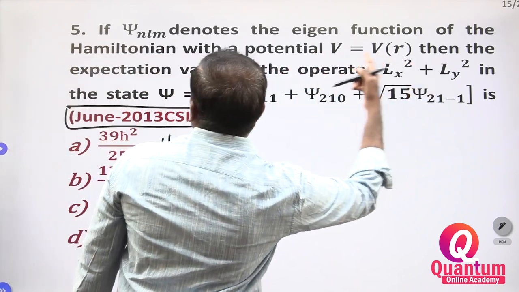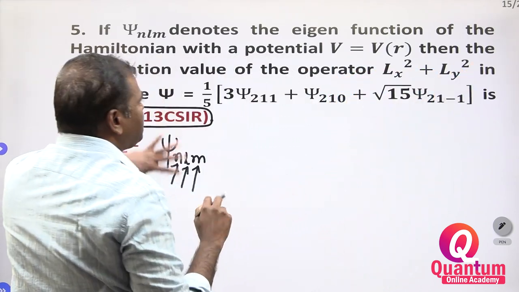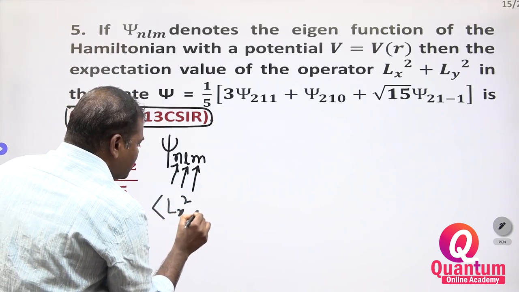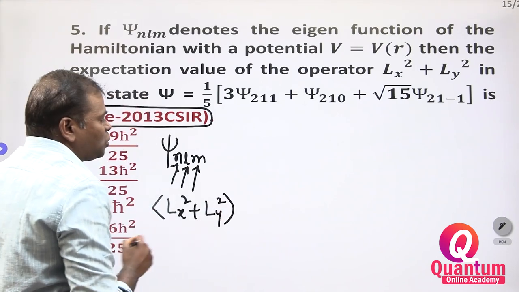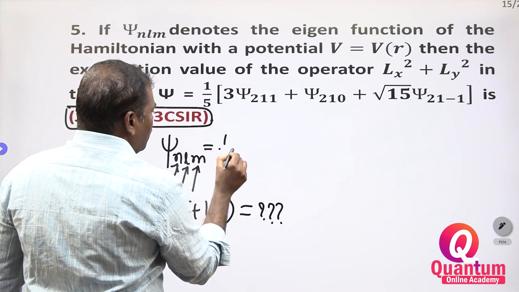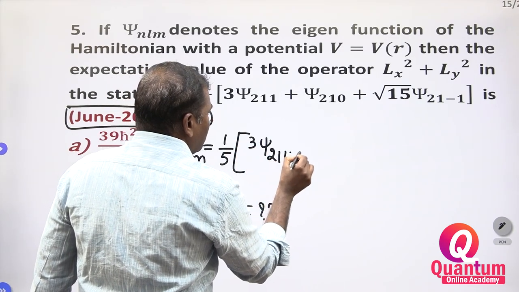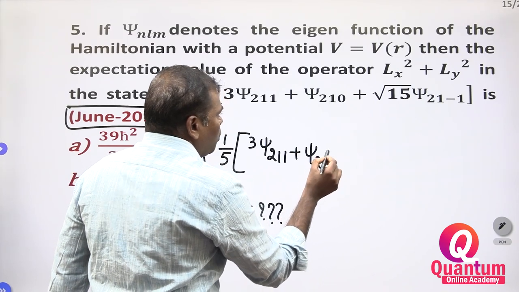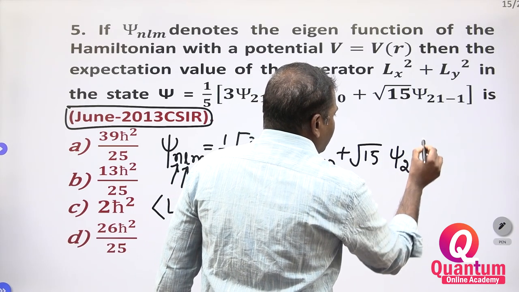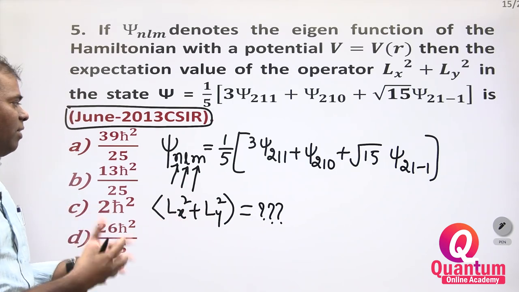If the eigenfunction of the Hamiltonian with potential V is equal to V of r, then they are asking the expectation value of Lx square plus Ly square. They are giving the wave function: 1 by 5 into (3 into psi 211 plus psi 210 plus root 15 into psi 21 minus 1). They are giving the wave function. What they are asking? Lx square plus Ly square. What is the value they are asking?